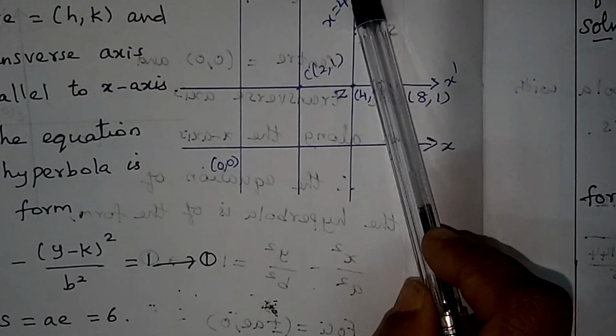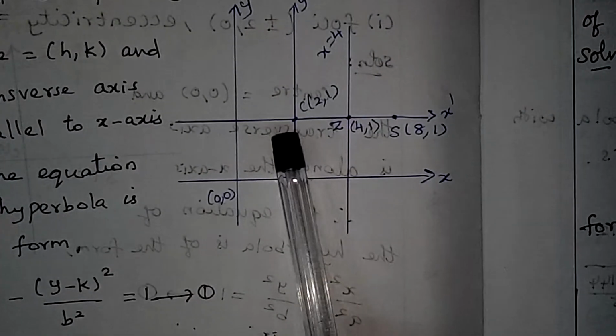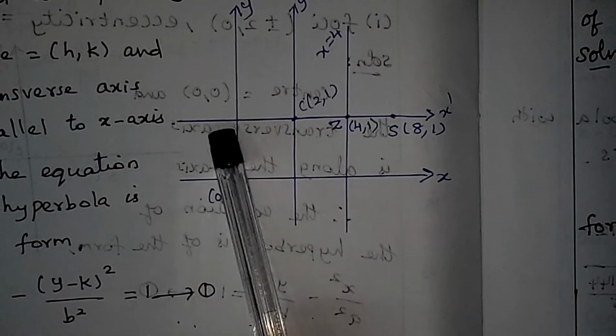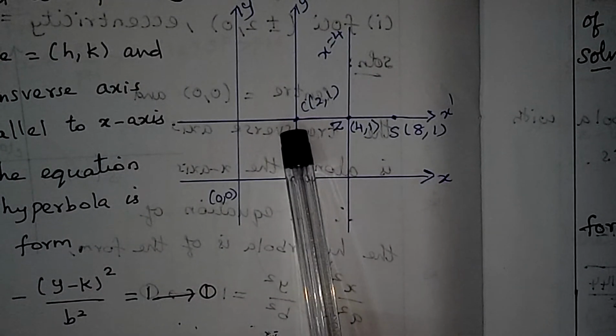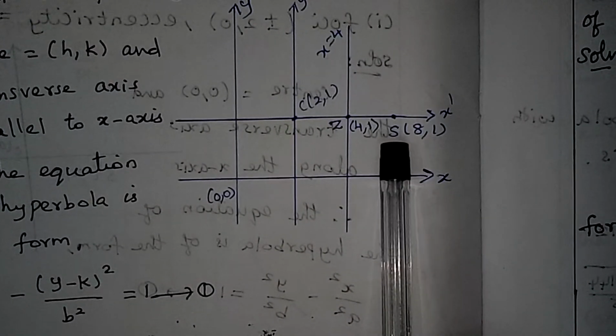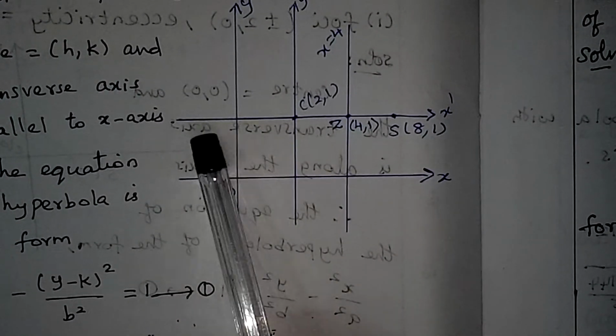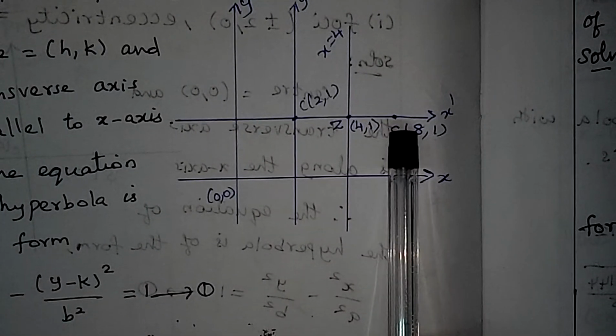So you draw a line like this and mark it as x equal to 4. Now you see this axis, which is said to be our transverse axis, where we have the center and foci. The focus you can mark as (8, 1). So the axis where we have the center and focus is said to be the transverse axis.